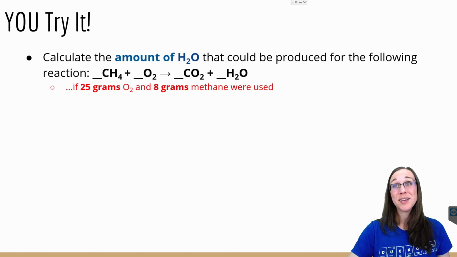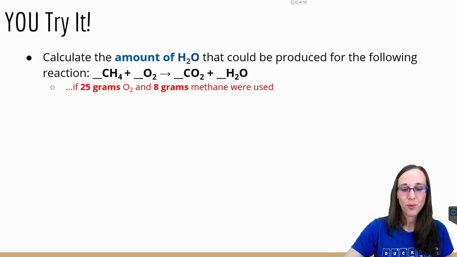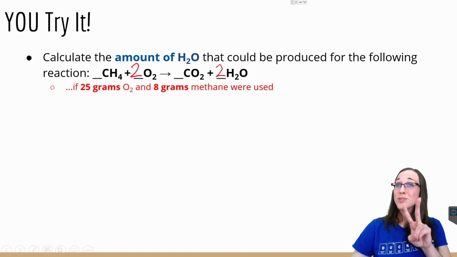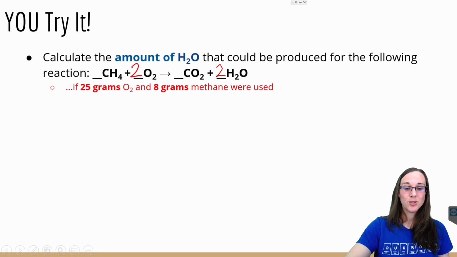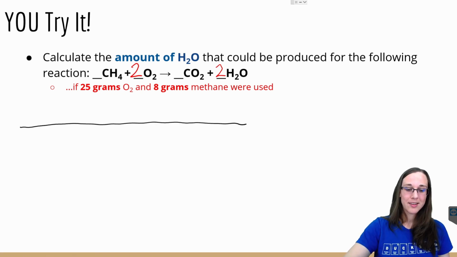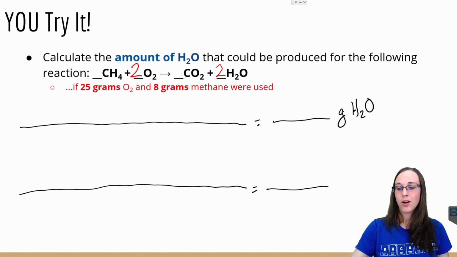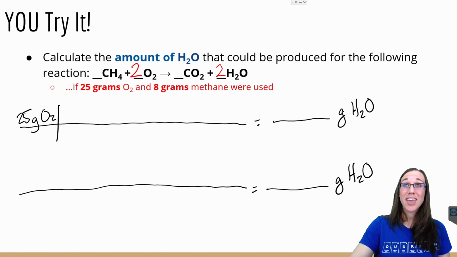Step 1 was to make sure that our equation was balanced. So just like we balanced the same equation before, there should be a 2 here and a 2 here. We need 2 separate dimensional analysis lines, so 2 magical lines to freedom. I'm just going to draw that right off the bat. I know I'm going to need 2. And we're trying to find the amount of water, so grams of water is still our goal, our end product. We're given now 2 different reactant amounts. We have 25 grams of oxygen, and we have 8 grams of methane.